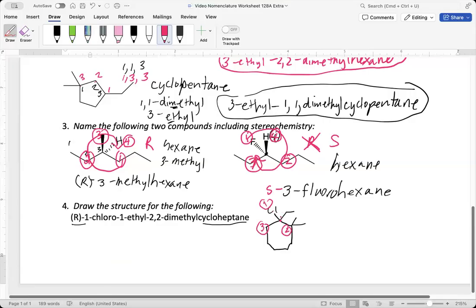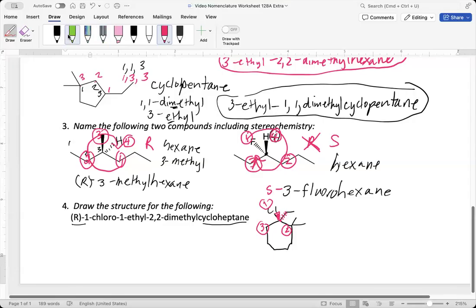So I'm going to take that ethyl group and I'm just going to dash it, which means it's pointing backwards. And I'm going to take the chlorine and I'm going to make it wedged. Okay, now I'm going to assign R or S and I'm going to see if this works. If it is R, then that's great. This is my answer. The chlorine is wedged, the ethyl group is dashed. If it doesn't work, then I'm going to need to reverse the dashes and the wedges.